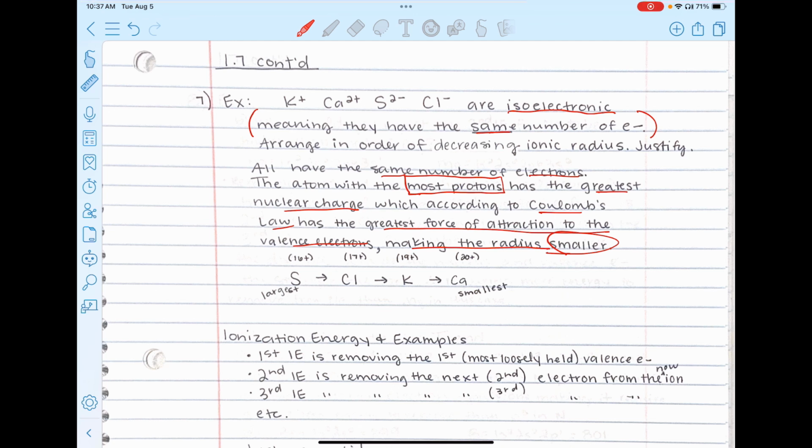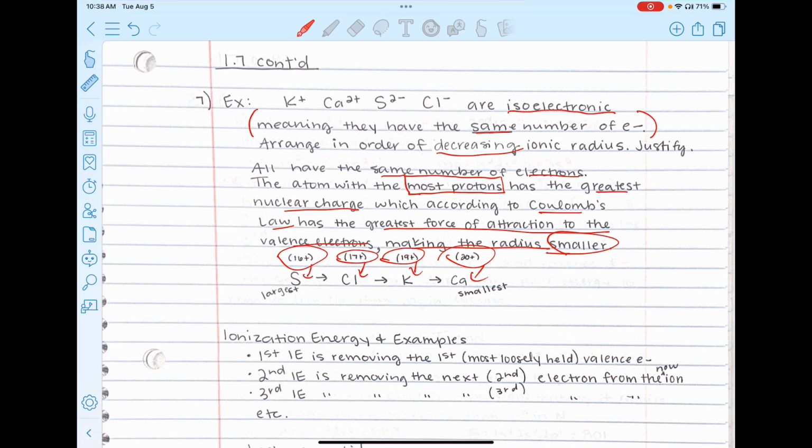So when I look at sodium, I see from the periodic table, sodium has 16 protons. This information was not given. I pulled this from the periodic table, which is what you would need to do in working this problem. Chlorine has 17, potassium's 19, calcium has 20. So the one with the most protons, right, is going to have the greatest nuclear charge, therefore the greatest force of attraction, therefore making the radius smaller. So calcium is going to be our smallest, right? Then potassium, then chlorine, and our largest here would be sulfur.